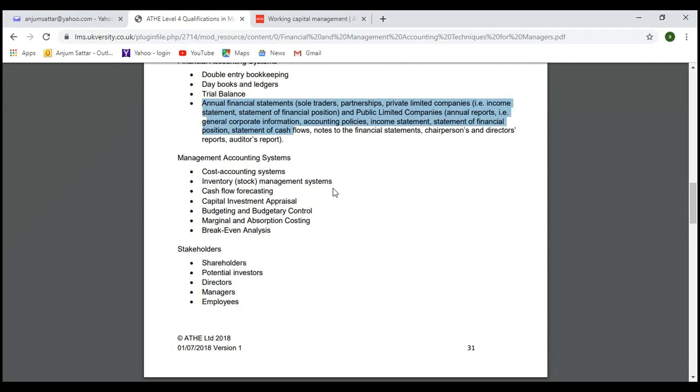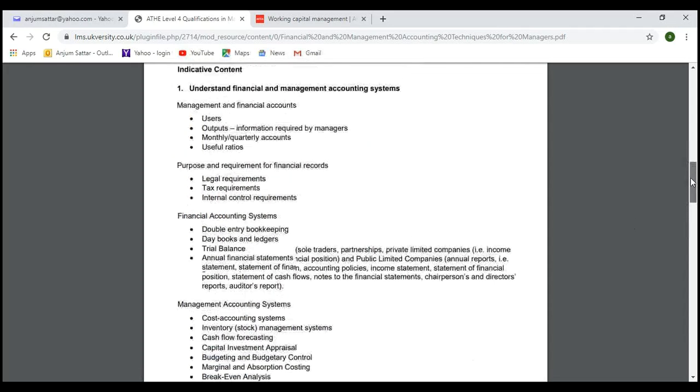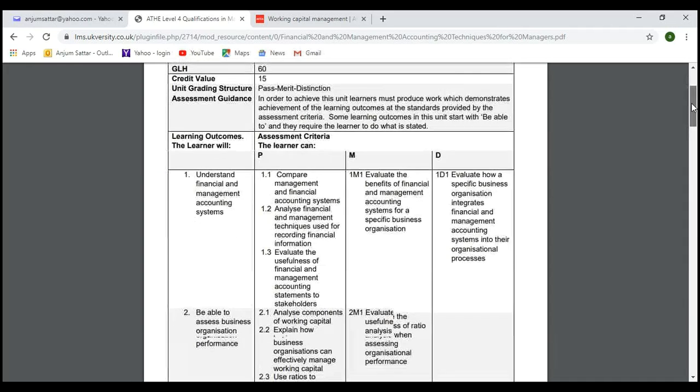I also discussed the management accounting system, cost accounting system, and inventory system, where we have average costing. We discussed the cash flow forecast, which I also discussed in LO3. The investment method I discussed with you is a part of LO3 under the management accounts, as well as stakeholders and interest. If you have any questions, please feel free to ask.